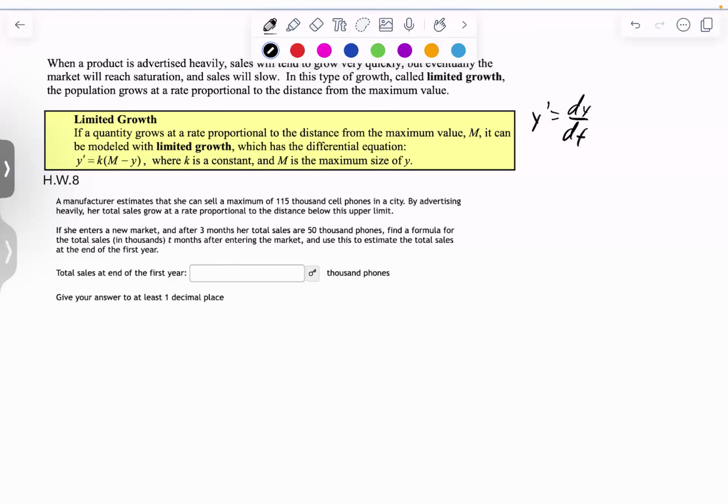K is a constant. M is the maximum size of y. Now finding M in real life is a bit complicated, but the good news is they give all that information to us. So let's move to our first example.